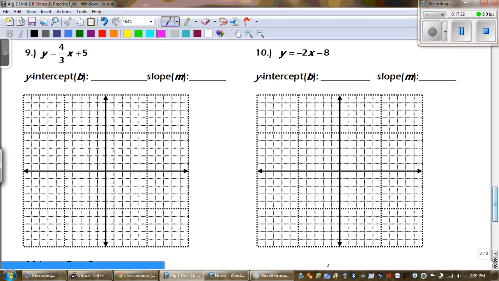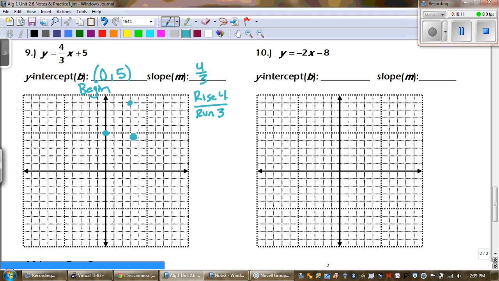Number 9. What's our y-intercept? Well, you should have 0, 5, and the slope of 4/3. Is that positive or negative? Well, it's positive, so we need to rise 4 and run 3. So I'm going to start at 0, 5 because this is our beginning. It's where we begin, and the M is our movement. So 1, 2, 3, 4, up 4, right 3, up, and I can't go any more.